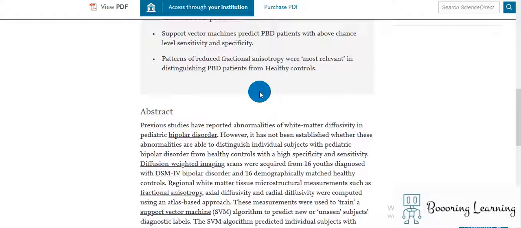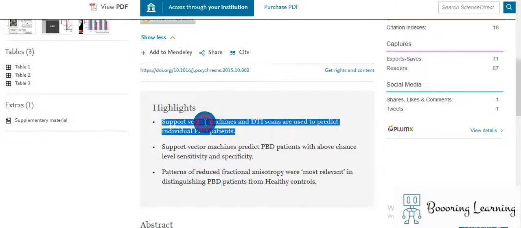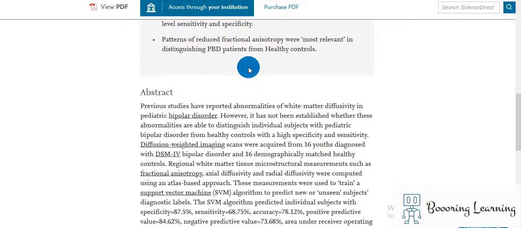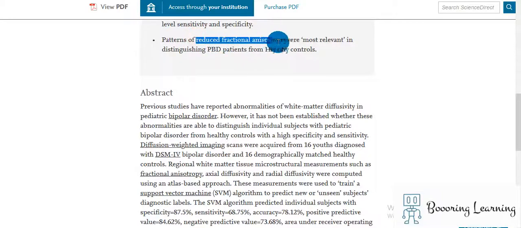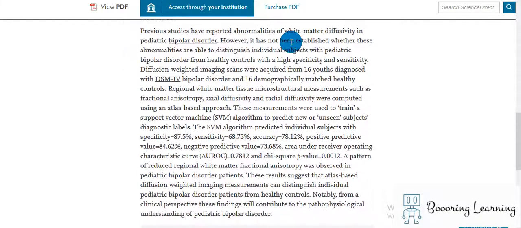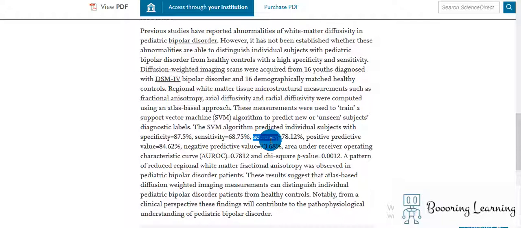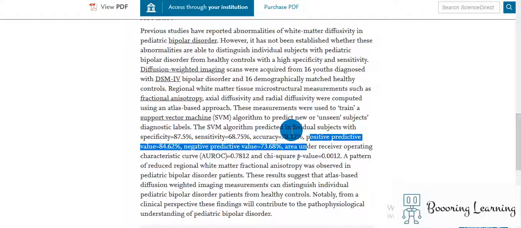So there are healthy controls and bipolar disorder patients, and they apply this method, support vector machines, and they finally found that this variable is the most relevant in distinguishing, and they use support vector machine algorithm with specificity of 85% and sensitivity seems not very high. There are definitions of those, but I think accuracy is the most important maybe, and it's not very high, I think, accuracy.